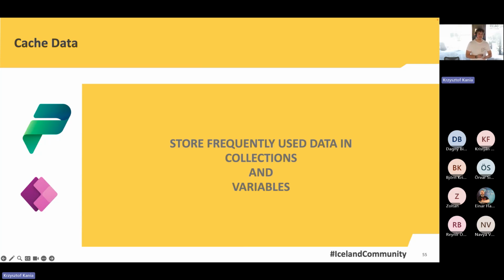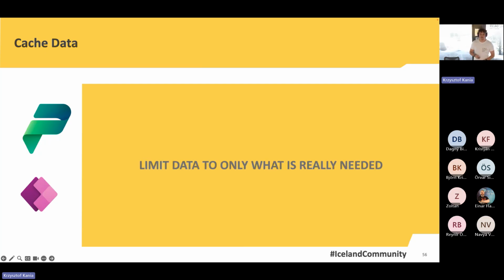So we can store that in a variable. If we need more data, we can store it in a collection. But we need to decide what we really need. There is no point in taking a few thousand items into the application if there is no need for that. We need to think if the business process really needs that kind of data.